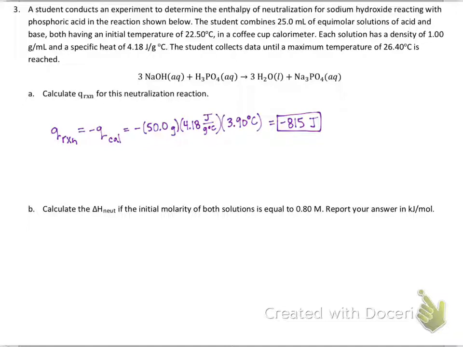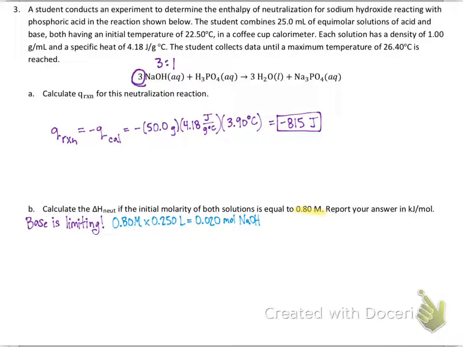And now we want to calculate delta H of neutralization. And they said, okay, calculate it if the initial molarity of both solutions is equal to 0.80 molar. So they're equimolar. But here's the thing. Equimolar actually means, because it's not a 1-to-1 ratio, one of them is going to be limiting. Which one? Well, think about it. Every time this reaction runs, it uses up 3 sodium hydroxides, but only 1 phosphoric acid. That's a 3-to-1 mole ratio. So guess what? Your sodium hydroxide is being used up 3 times as fast, which means you're going to run out of it sooner if you have equal amounts of both. So your base is limiting, so you have to use the amount from your base.